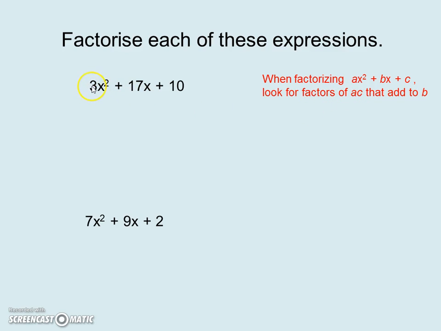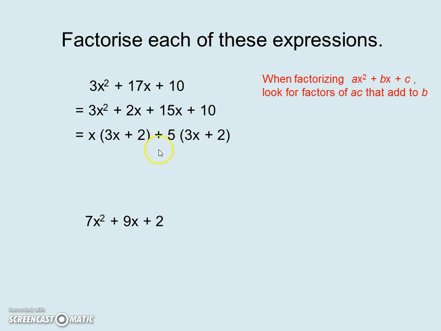And we're going to look for factors of a times c that add up to b. So in this example, we're looking for factors of 30 that add up to 17. Well, 30 is 2 times 15, so we'll do that. Look at the first 2 terms, common factor is x. The second 2 terms, common factor is 5. Taking out those common factors, we're left with 3x plus 2 inside the brackets in both cases, so that's good, and we take that as our common factor, and we get our final answer, x plus 5, 3x plus 2.